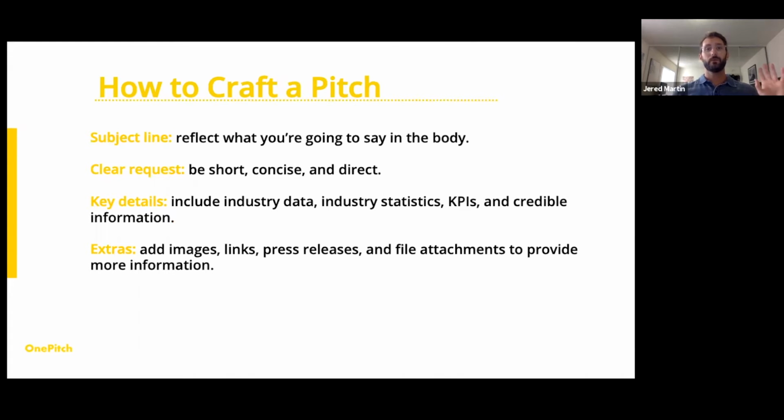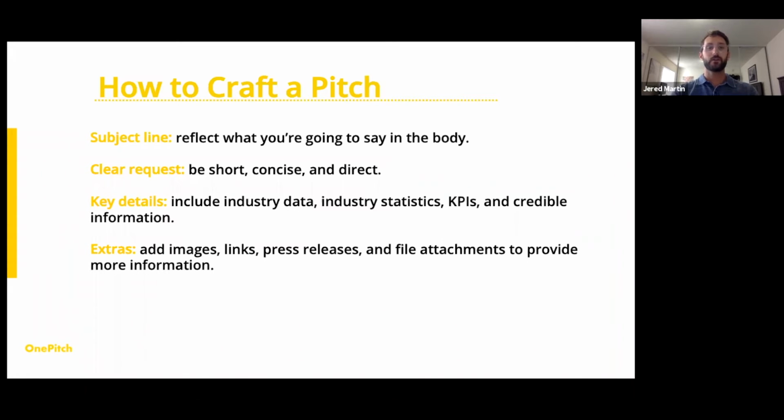So now that we've gone through the who, the what, the why, and the how, I'm going to actually show you all how to craft a pitch. And after I show you this slide, I'm going to provide an example in detail, and we'll pick apart a pitch so you can understand how the individuals set it up and how it relates to these 4 components here.